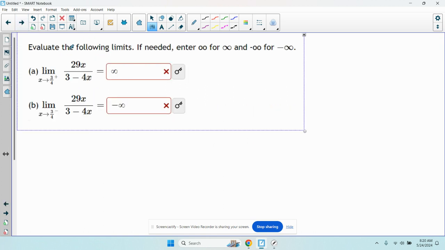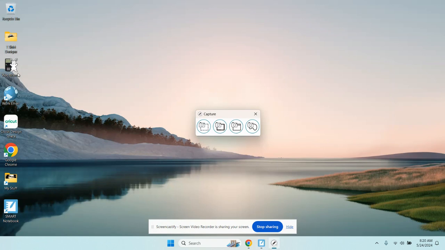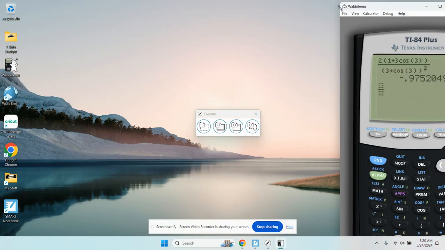So now this says evaluate the following limits. If needed, enter infinity and negative infinity as appropriate. So we're looking for what the graph is doing as we approach 3/4 from the right and from the left. So you can use the calculator, or you can plug in values very, very close to 3/4 using the calculator. But I'm going to pull up the graph, see if we can just tell from the graph.